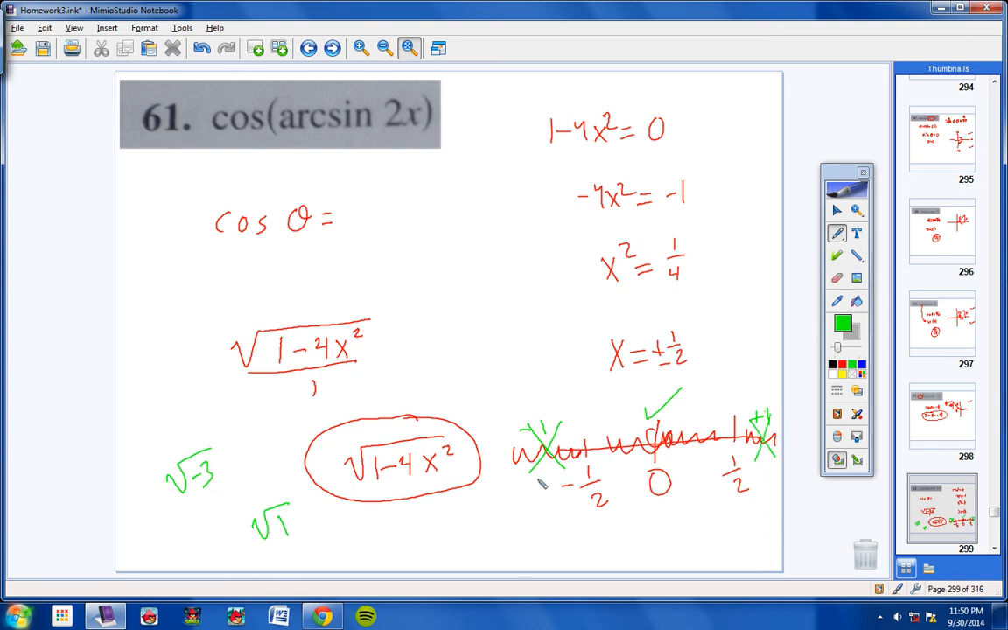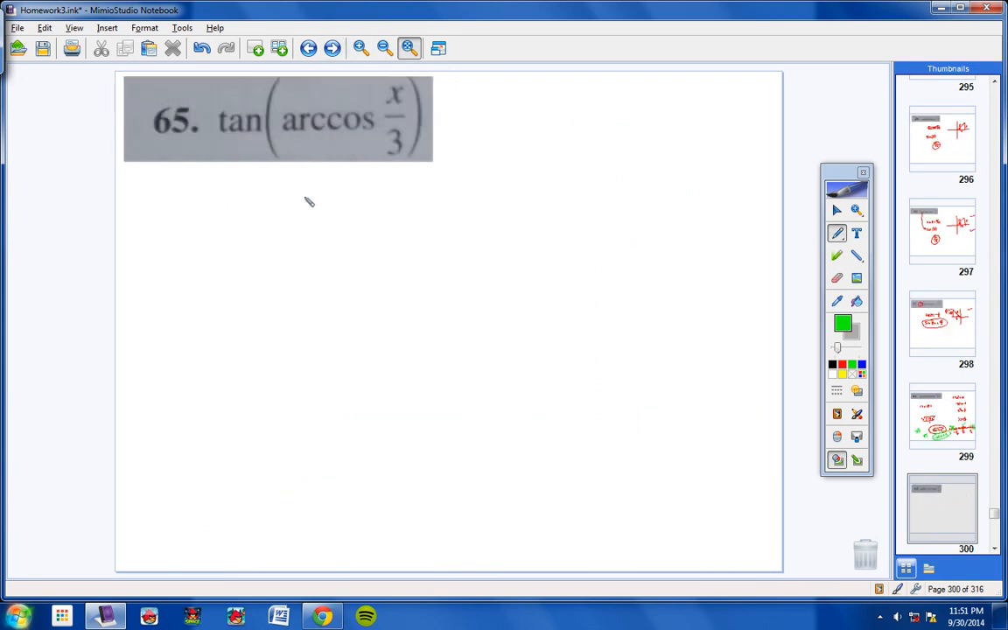So the domain, students, is this region right here. So they say the answer is the square root of 1 minus 4x squared as long as x is less than or equal to 1/2 and greater than or equal to negative 1/2. But you do not need to do that. Okay, all right, moving on to number 65.